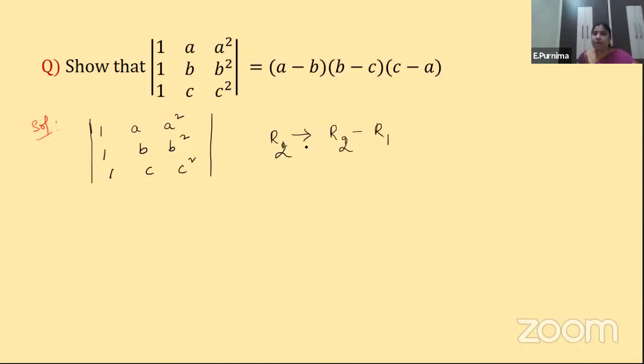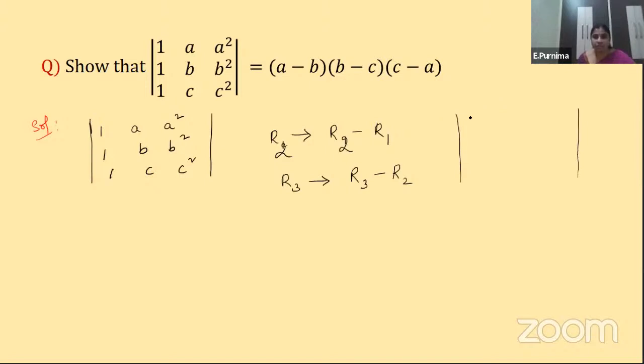What does it mean? I'm trying to make a change in the second row. R2 minus R1 means the element of R1 should be subtracted from the element of R2. Is it clear? And what is the other change I'm doing? Two zeros I told. R3 also I'm trying to make a change: R3 tends to R3 minus R2. Is it clear? Now here, if I do like this, how will my determinant change?